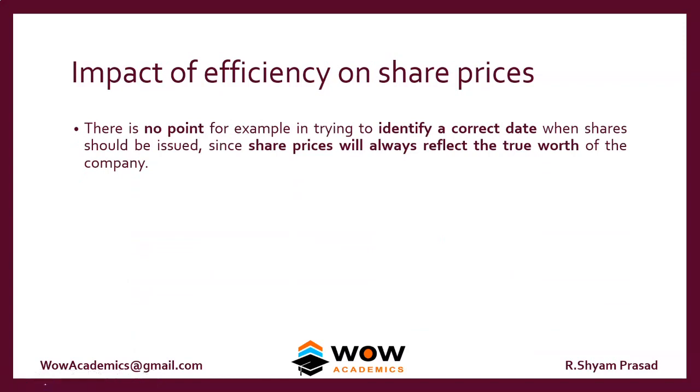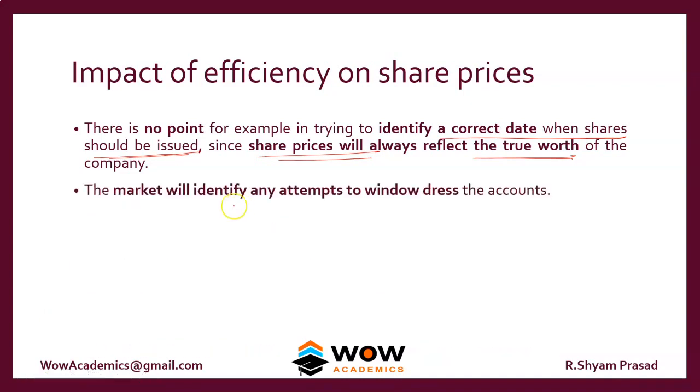There is no point, for example, in trying to identify a correct date when shares should be issued. Whenever the company is trying to issue shares, they don't need to worry about the timing or the date, because if it's a really good share, there are investors who know its real worth and they will come and buy the shares. If the company is not a good company, whatever time we sell the share, we still can't make money. The market will identify any attempt to window dress. So if a company is trying to manipulate or cheat, the market will understand it.